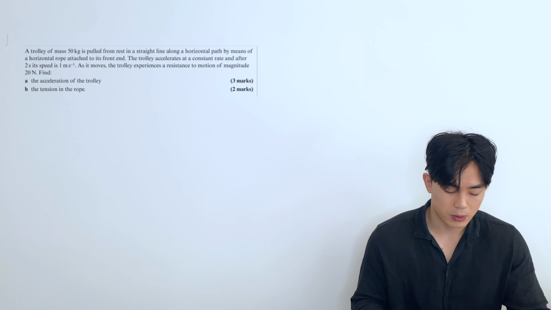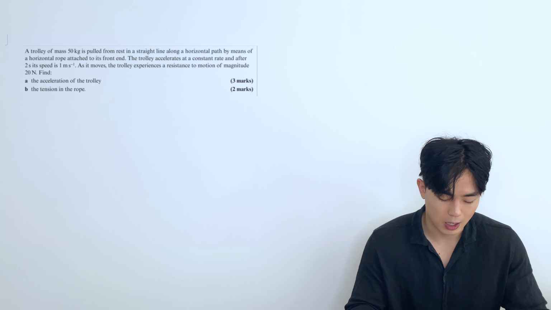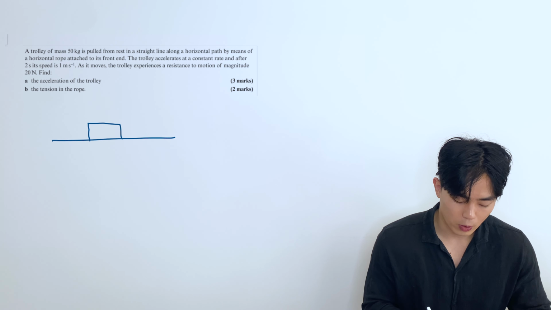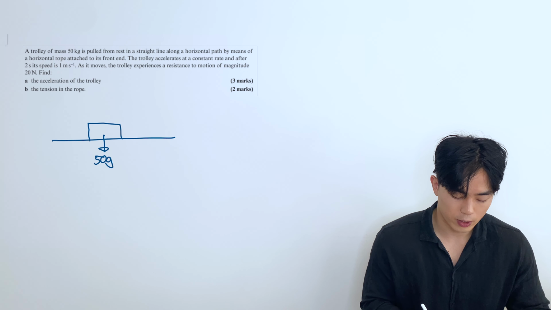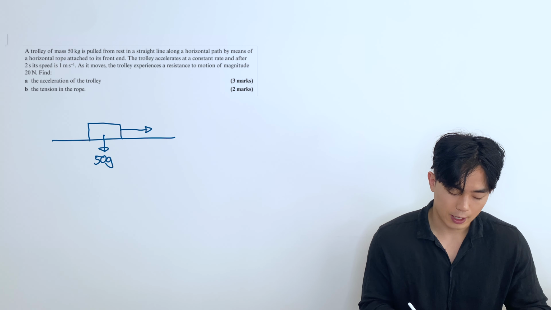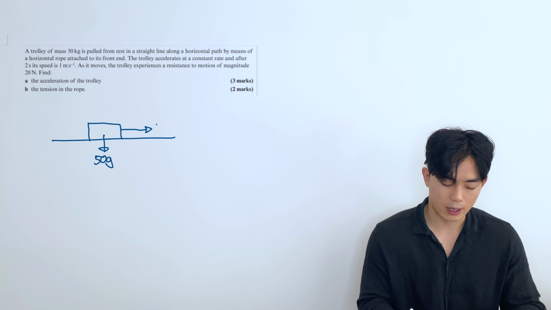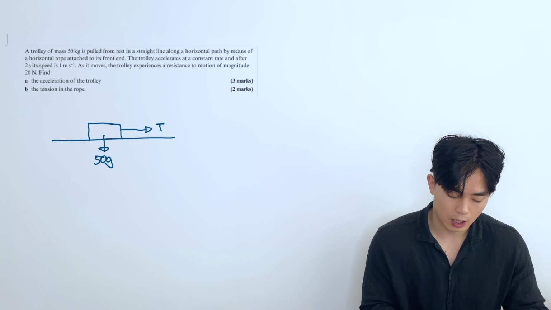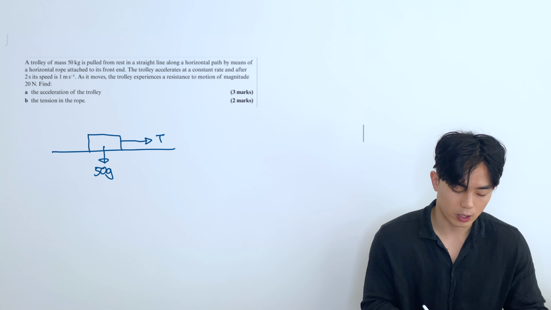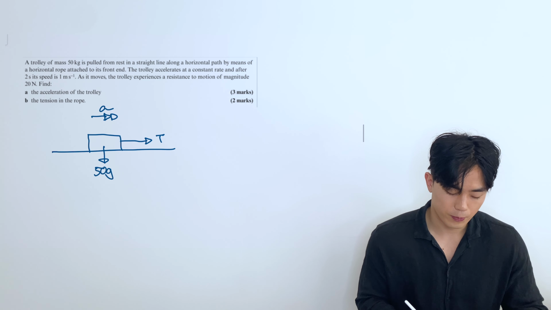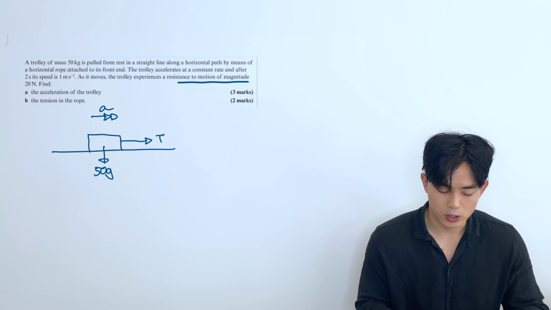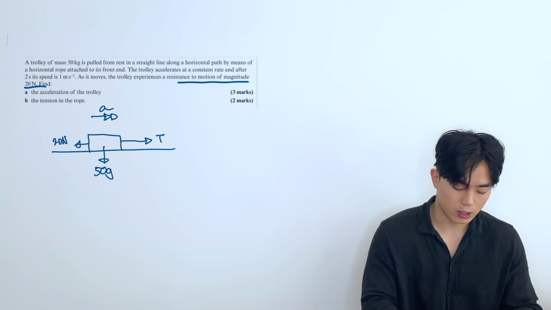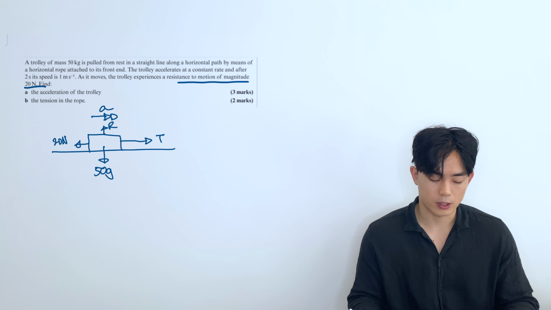A trolley of mass 50 kilograms is pulled from rest in a straight line along a horizontal path by means of a horizontal rope attached to its front. So once again, it's a horizontal plane. The weight of the trolley is now 50 kilograms, so it's going to be 50g. It's going to be pulled along like this, okay, with a pulling force, we have to call it T for tension, and the trolley accelerates at a constant rate. After 2 seconds, its speed is 1 meter per second. So we don't know its acceleration, so let's call it A. As it moves, the trolley experiences a resistance to motion of magnitude 20 newtons. So it's going to go right, so the resistance is going to go left with 20 newtons like this, and we can draw the reaction force going upwards like this.